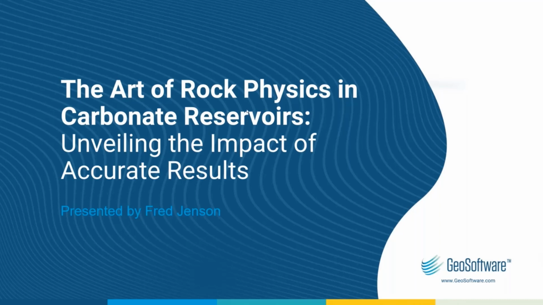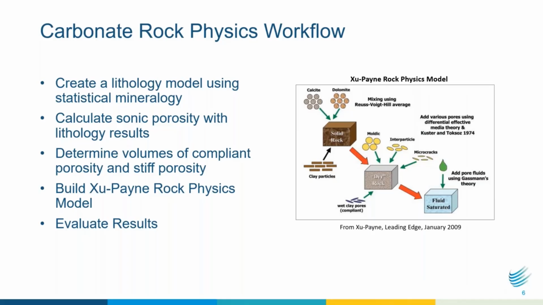So today we're going to be talking about doing rock physics in carbonate and take a look at some of the value you get from building an accurate rock physics model of a carbonate reservoir. We're going to be using the Geopain model for this modeling process. And the first thing we do, and I'm going to go through the way we approach it, is we create a lithology model using statistical mineralogy. So you start with the petrophysics.